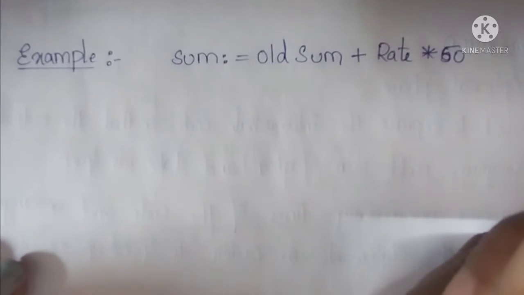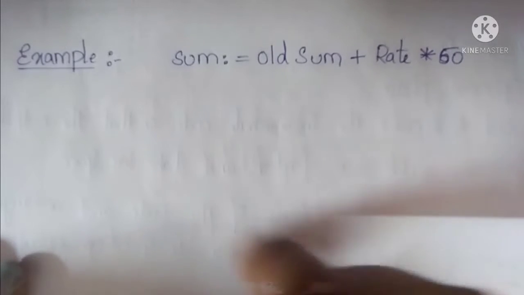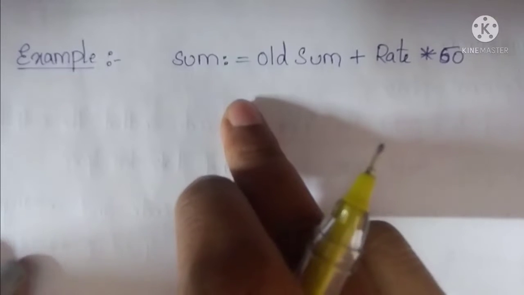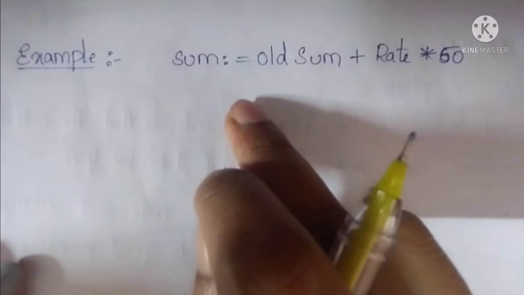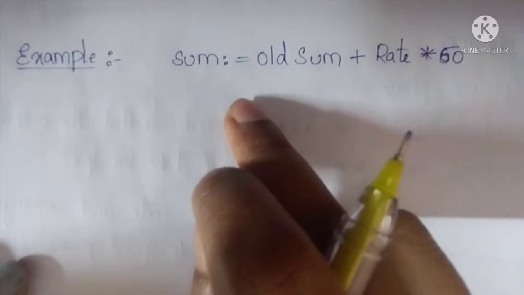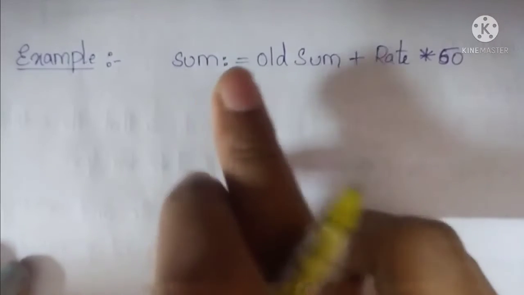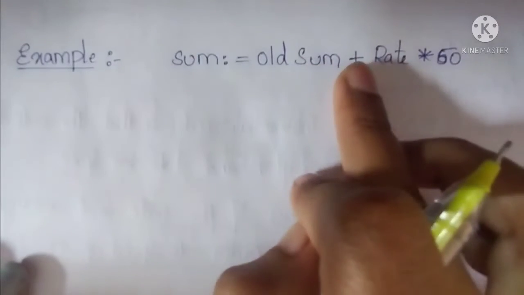We will take an example for the structure of the compilation process. See here, this is an example problem to determine the phases of compilation. To tell the phases of compilation, I'll explain with the example. So see here: sum equal to old sum plus rate into 50.